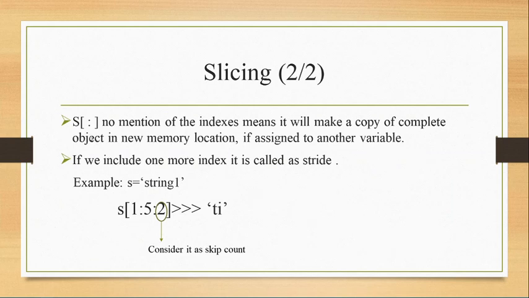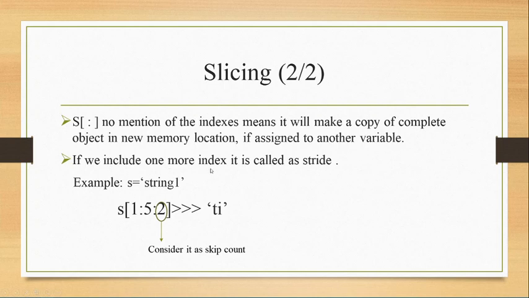If I do not mention any index while slicing, it means that it will make a copy of the complete object in a new memory location if assigned to another value. If not assigned, if we just ask for the value, it will give us the complete string. But if we assign this to another variable, it will make its copy.